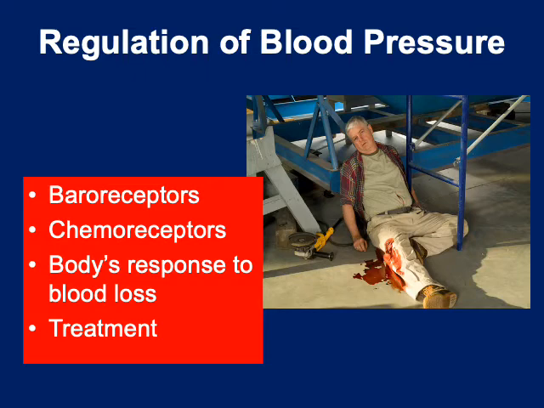Lay them down in a supine position, which means on their back. Keep them warm with blankets and then rapidly transport them to an appropriate hospital. If the bleeding is internal that we can't get to, then only a physician can stop that bleeding. So the highest priority right now is rapid transport to an appropriate hospital that can treat this person's condition.